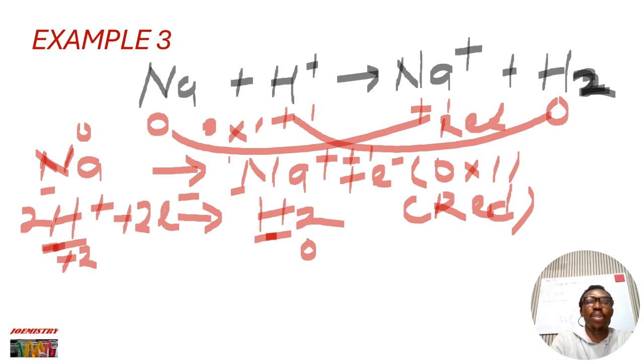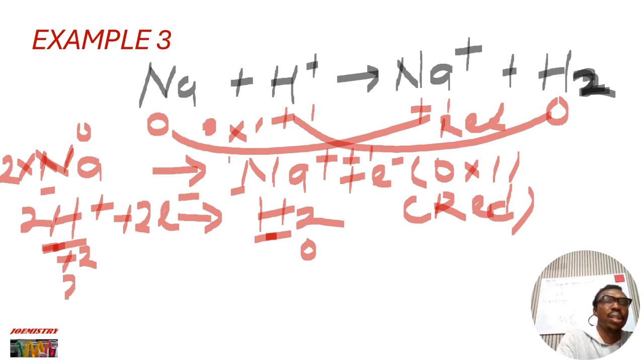The next step is to balance electron gain and electron loss by adding appropriate coefficients of electrons. So what do we do now? We multiply the oxidation half cell by 2 to balance electron gain and electron loss. Electron loss here is 1, and electron gain here is 2. So we have to multiply to balance electron gain and electron loss.